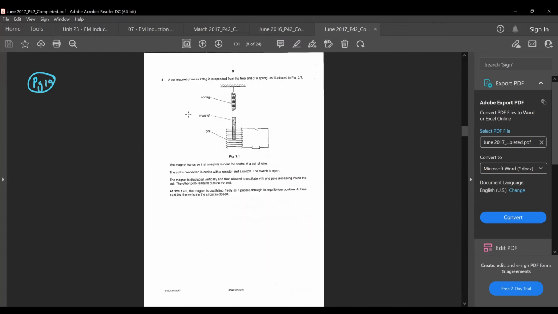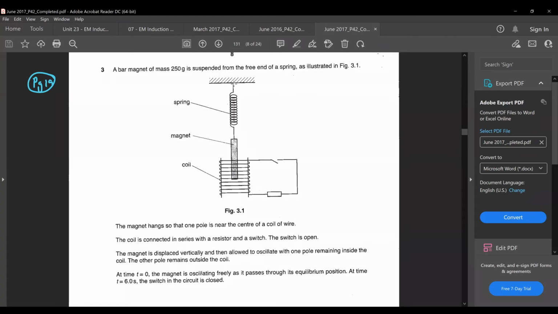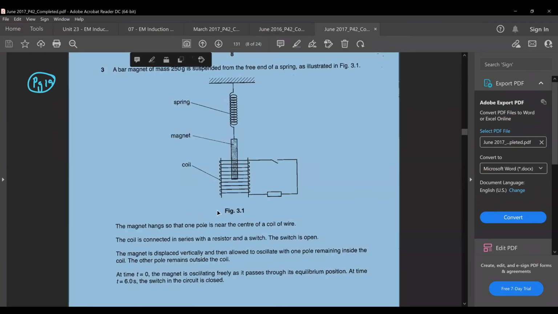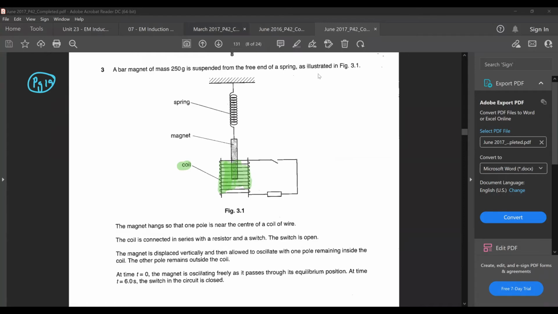So here you have a bar magnet of mass 250 grams that is suspended from the free end of the spring. Your magnet is this one, suspended from a spring. The magnet hangs so that one pole of the magnet is near the center of the core wire. This is your core of wires here. Your magnet is right over here.